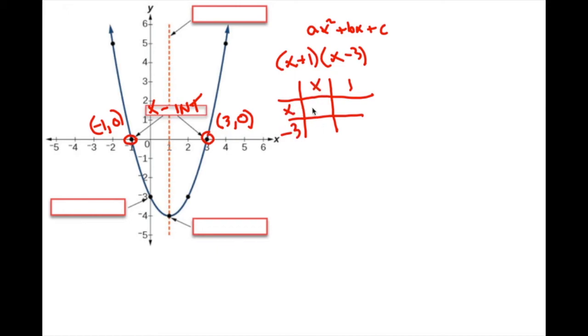So x times x is x squared. x times 1 is x. -3 times x is -3x. -3 times 1 is -3. So we have x squared plus x minus 3x minus 3. Now let's combine like terms: x squared minus 2x minus 3. This is our equation. But we're not done yet.